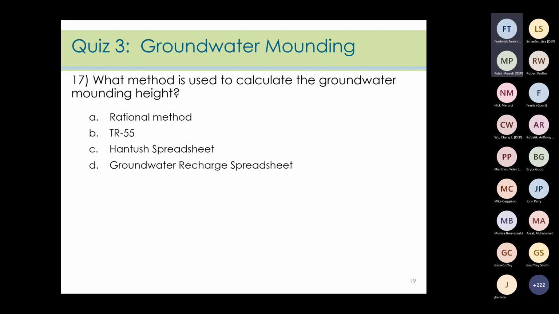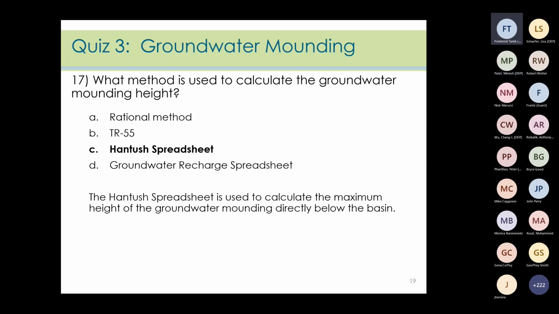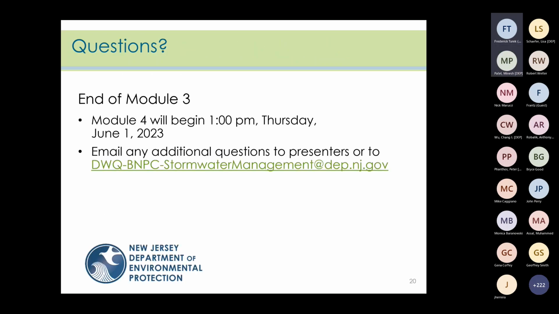Question 17, what method is used to calculate the groundwater mounding height? And the answer here is C, the Hantush spreadsheet. It's the name of the spreadsheet we have for groundwater mounding. It's used to calculate the maximum height of the groundwater mounding directly below the basin. Okay, so that's the end of our quiz review, and that's the end of Module 3.